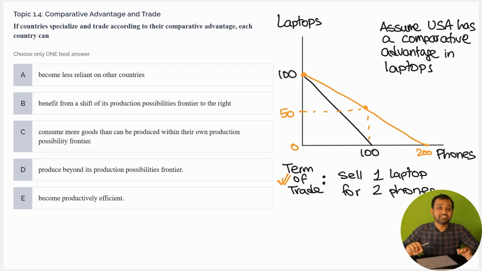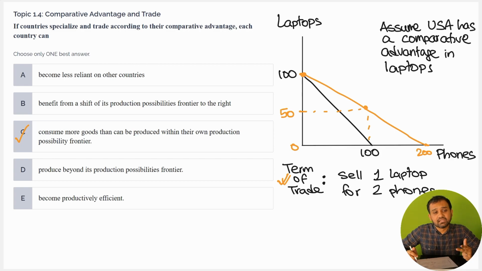But one key aspect here is that USA is still producing on its PPF, but is now, through specialization and trade, able to consume outside it. So that makes C the correct answer. But let's go through the rest of the options to understand how they would impact our PPF.